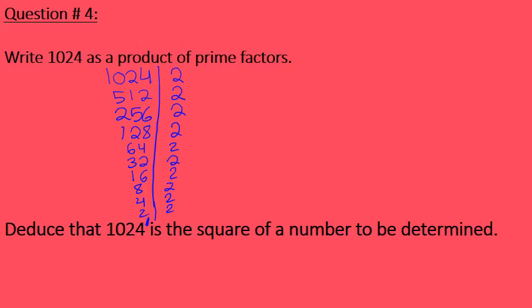So now we should write 1024 as a product of prime factors. How many 2's do we have? 1, 2, 3, 4, 5, 6, 7, 8, 9, 10. So we write 2 to the power 10.